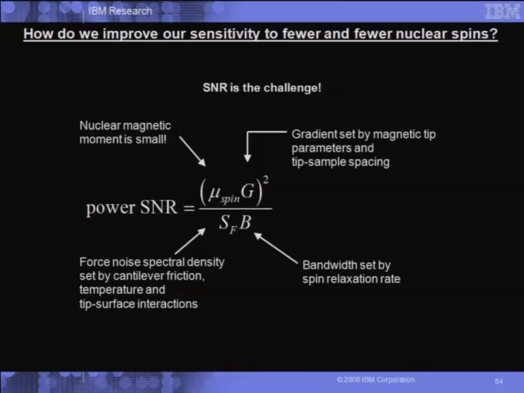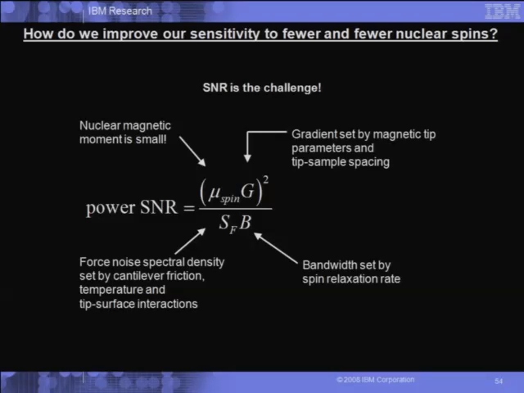And the signal essentially goes as what I've been saying all along. It's the magnetic moment of the spin times the gradient of the magnetic particle. Now, the magnetic moment of the spin you can't change. If you choose a nucleus, you're stuck with a certain magnetic moment. But the gradient could be improved if we could have better magnets.